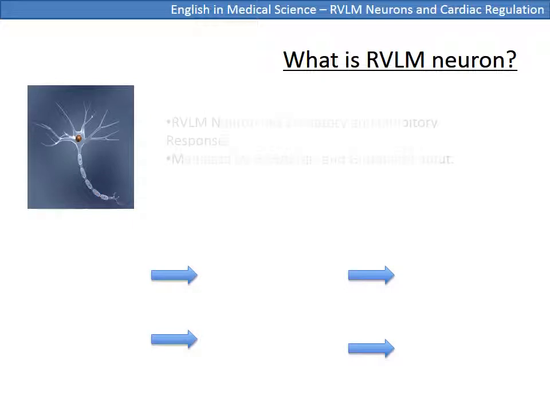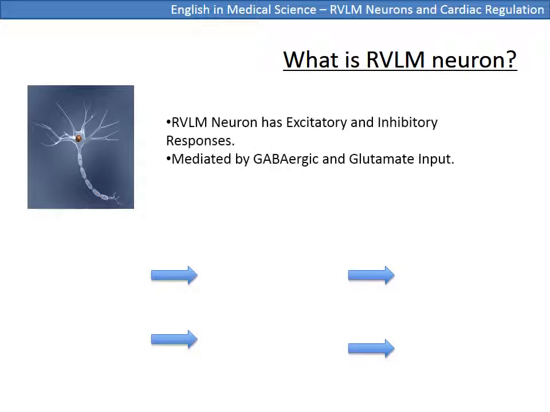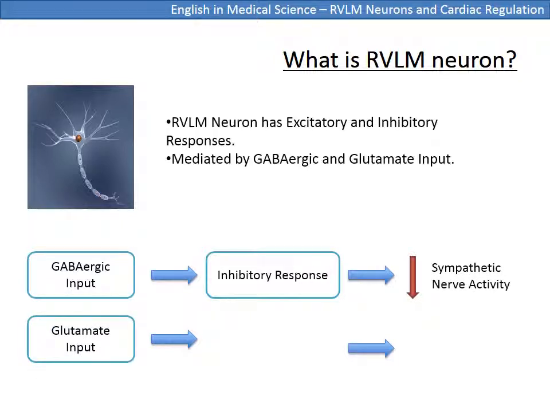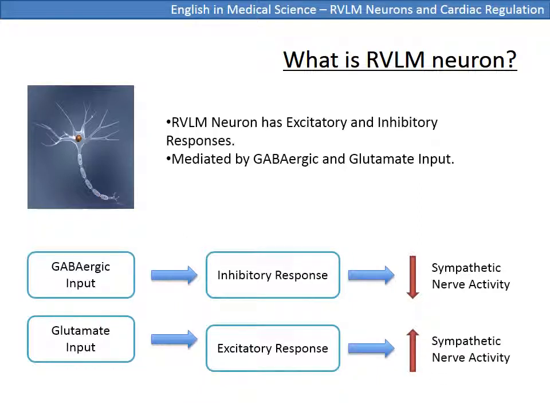RVLM neurons are also found to have excitatory and inhibitory responses, which are mediated by GABAergic and glutamate input into the system. GABAergic input will induce the inhibitory response, which will lead to reduced sympathetic activity, while, on the other hand, glutamate input has an excitatory response that will lead to an increase of the sympathetic nerve activity. Therefore, we can conclude how these inputs may contribute to maintaining the homeostasis of the cardiovascular system.